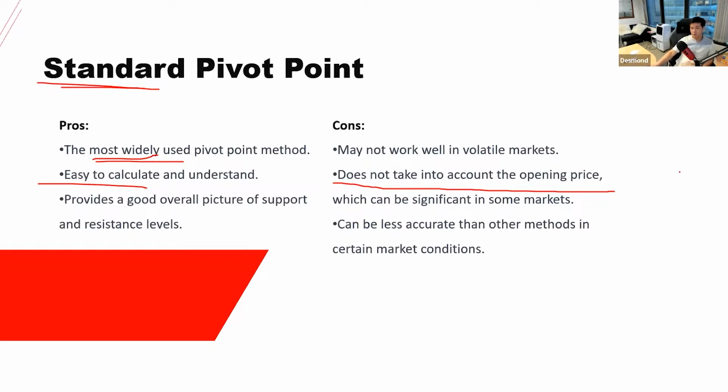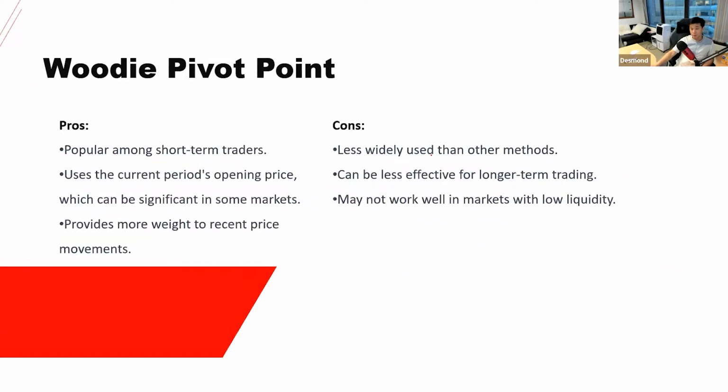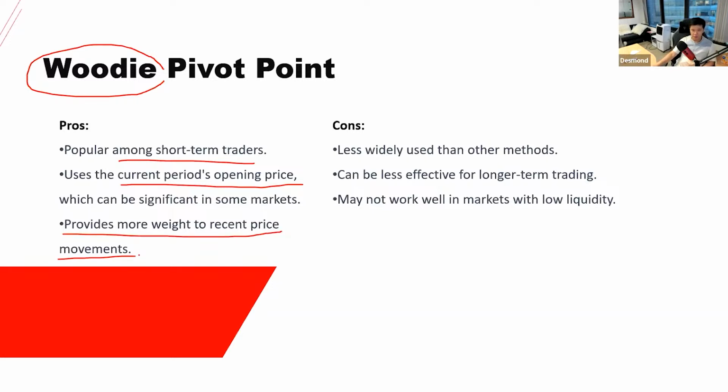Okay, that's the main difference, right? The main difference is that it does not take into account the opening price. Woody pivot point, not to be confused with Toy Story, right? So it's very popular among short-term traders. It uses the current period's opening price, and it provides more weight to recent price movements. That's an important thing, right? Providing more weight to recent price movement means that it adapts to the market slightly faster.